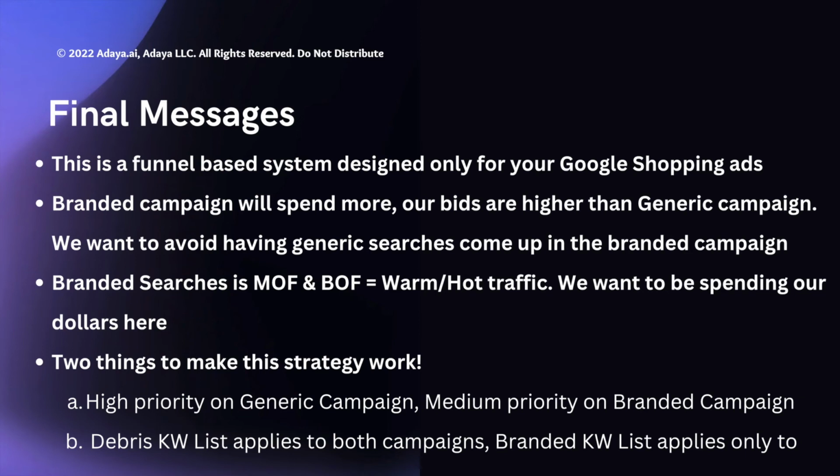Now, two things that make the strategy work: the high priority on the generic campaign and the medium priority on the branded campaign have to be set. If you follow the over-the-shoulder setup, you will be golden, okay? But this is utterly important, and the debris keyword list has to apply to both the campaigns. It has to apply to the generic and to the branded, and then the branded keyword list only applies to the generic campaign, okay? Again, I'll show you how to do this in the next video.